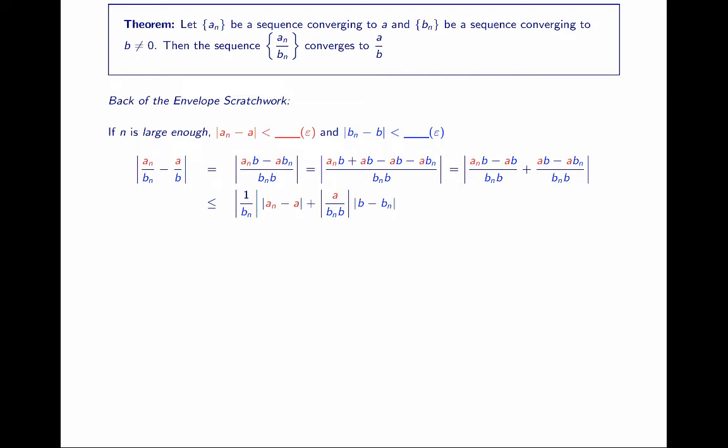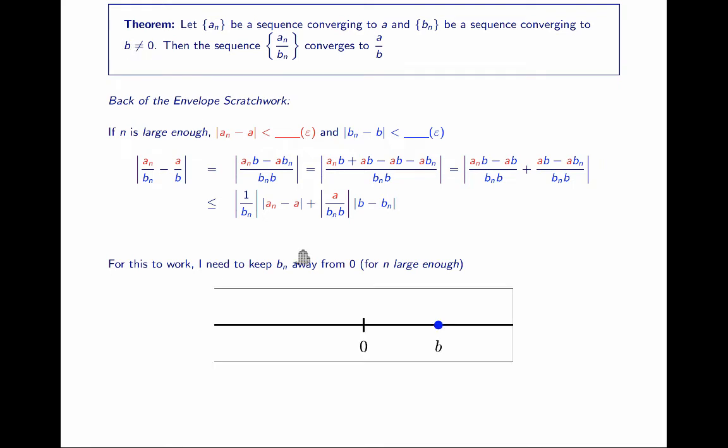That'd be terrible. I can't really go forward unless I can convince you that I can keep bn away from 0. Well, for n large enough, right? It could be that bn is 0 for some n. But I need to show that if I take n to be sufficiently large, then bn is well away from 0. And I can do that because bn is converging to b. It gets arbitrarily close to b, and b is not 0.